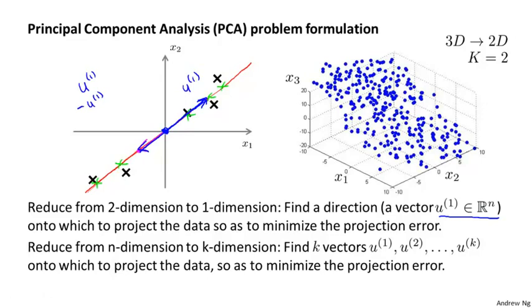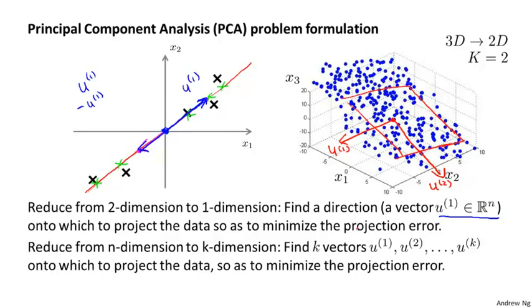I'm going to find a pair of vectors. Starting from the origin, here's U1, and here's my second vector, U2, and together these two vectors define a plane, or a 2D surface, right? Kind of like this sort of 2D surface onto which I'm going to project my data.